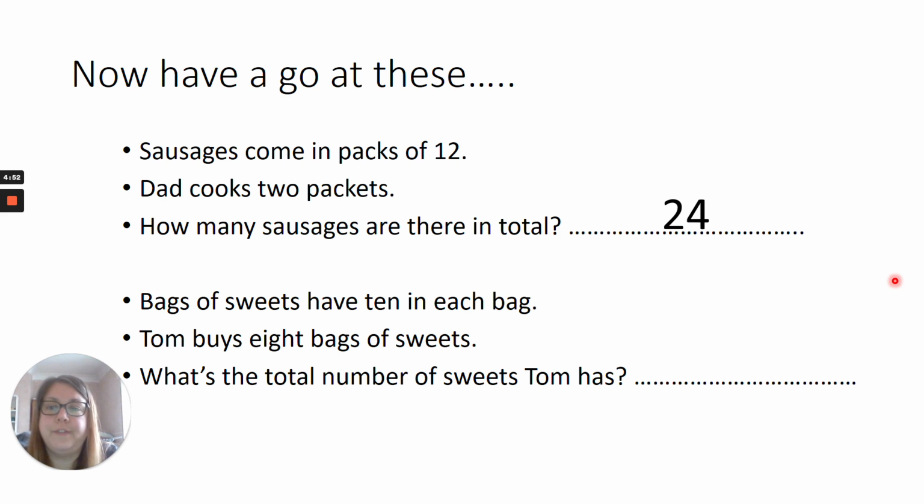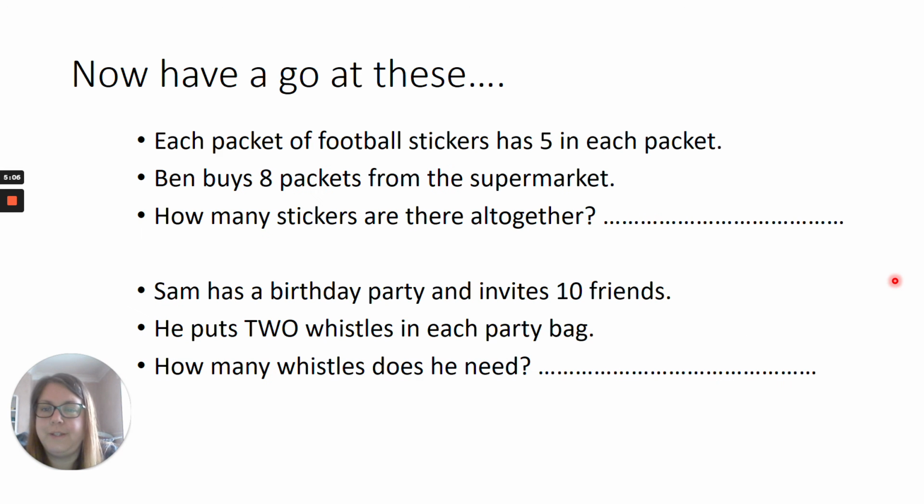So here are the answers. The sausages come in packs of 12, and Dad cooks 2 packets, so it's 12 times 2, which is 24. And then bags of sweets have 10 in each bag, and Tom buys 8 bags of sweets, so he has 80 sweets. Wow, that's a lot of sweets, isn't it?